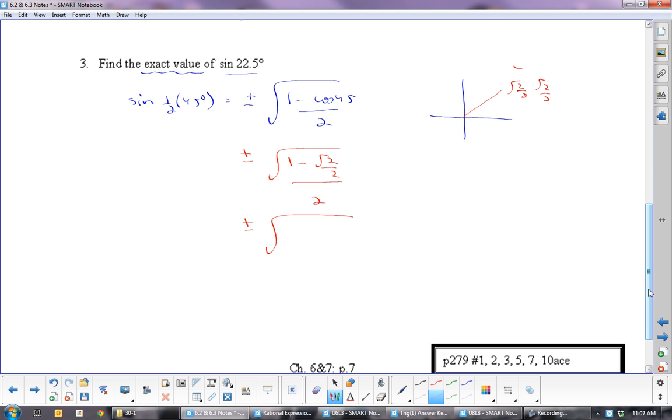Plus or minus. Now, this is the same thing as 2 over 2 minus root 2 over 2, all over 2, which equals plus or minus the root of 2 minus root 2, all over 2. Okay, so this is the same thing as times 1/2. You can take this 2 and times by 1/2. So you would get plus or minus the root of 2 minus root 2 all over 4.